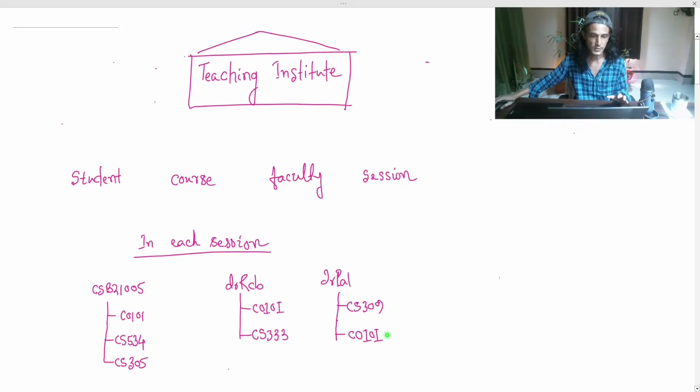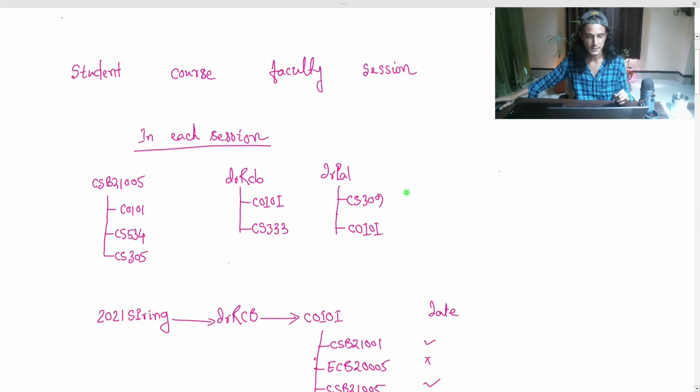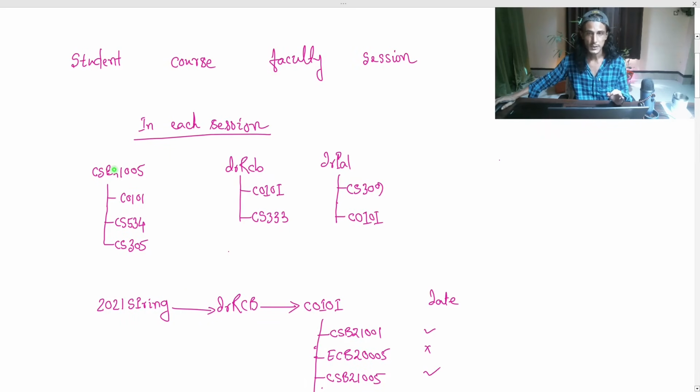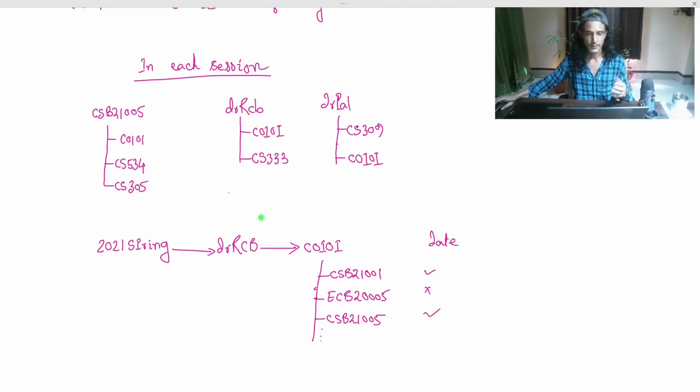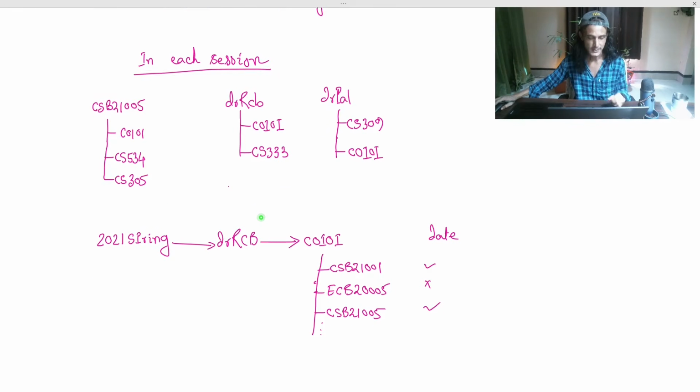So the background story is something like this. Again, I'm just recapping it in 1 minute. We have students, courses, faculties, and sessions. In each session, a student will register for one or more courses. And a faculty will teach one or more courses. And it might happen that one particular course can be taught by two different faculties in the same given session. Now, let's try to visualize these requirements in the form of some sketches.